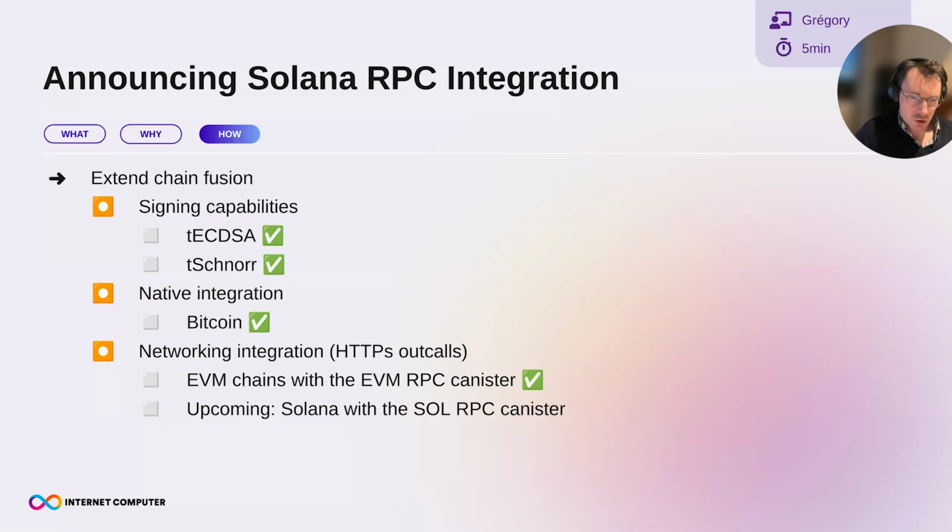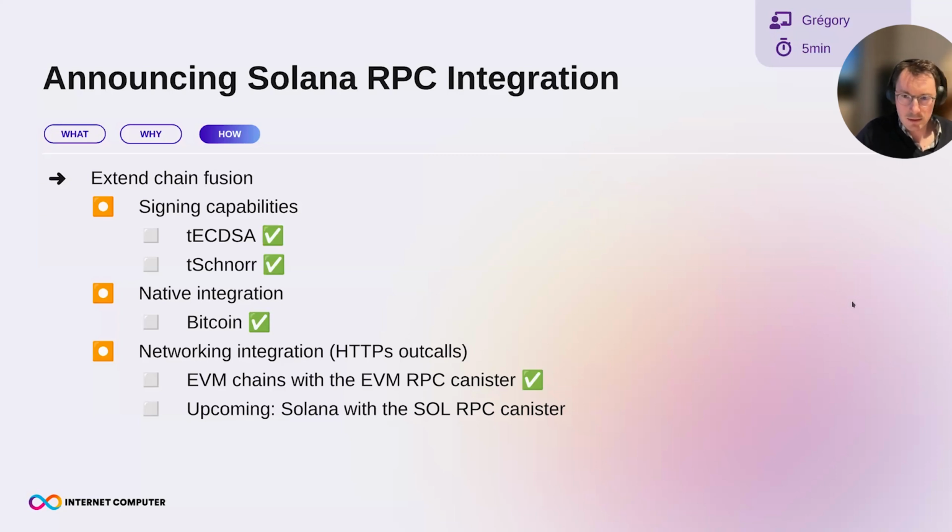We also, in terms of integration with other blockchains, have basically two different stacks. We have the native integration with Bitcoin, or we have some kind of networking integration leveraging the HTTPS outcall feature of the IC. And that's what we use, for example, to reach any EVM chain using the so-called EVM RPC canister. And that's what we also plan to do with Solana. So to have a new canister that talks to the Solana RPC API.